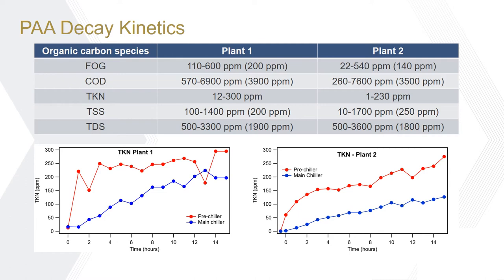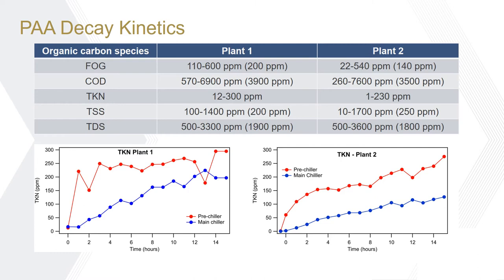I have shown the range of each individual organic carbon species, but have included an average of the species in parentheses if a steady state was reached. For example, in the fats, oils, and grease measurements, we started low and went high in the pre-chiller, reaching an equilibrium within a few hours, and would fluctuate around 140 to 200 parts per million for plants 2 and 1 respectively.